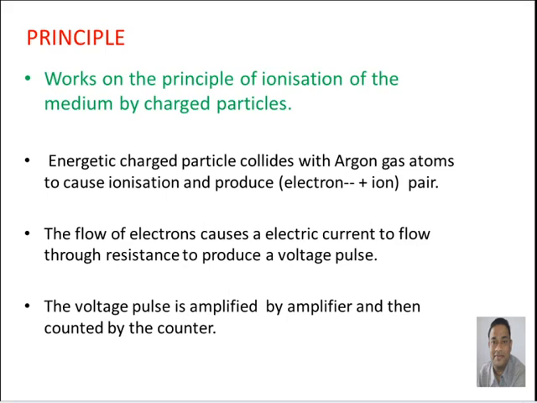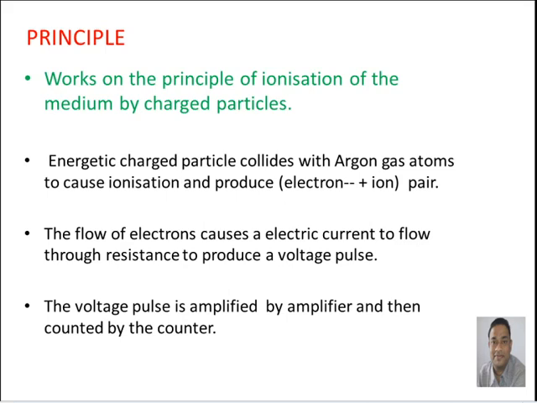So let's look at the principle on which a GM counter works. It works on the principle of ionization of the medium by a charged particle. When an energetic charged particle enters a GM tube, it collides with the argon gas atoms to cause ionization of the atom, and an electron and positive ion pair is produced.